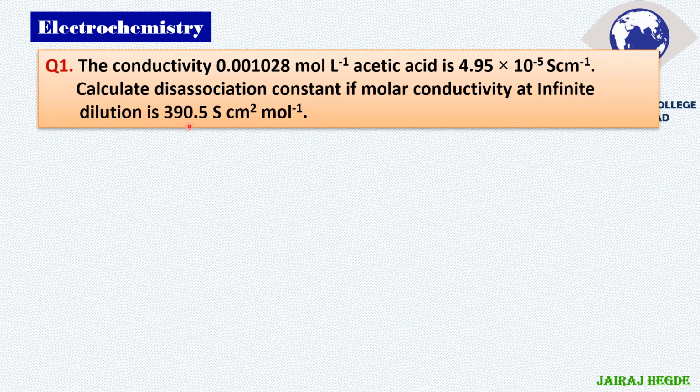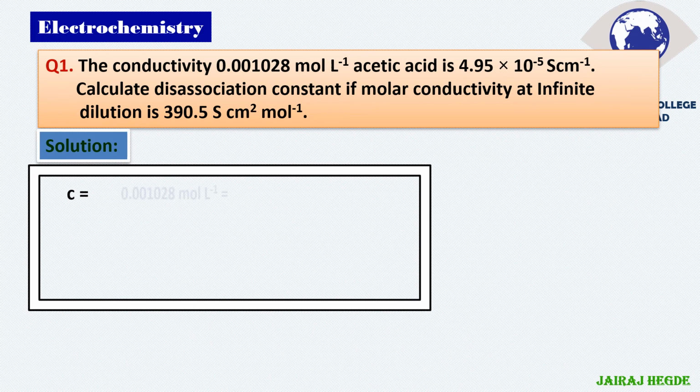It is 390.5 Siemens centimeter square per mole. They have asked us for the calculation of the dissociation constant of a weak acid, Ka. They have given the specific conductance or conductivity, and the concentration. Using these two, we should initially calculate lambda m, then we can calculate alpha and Ka.